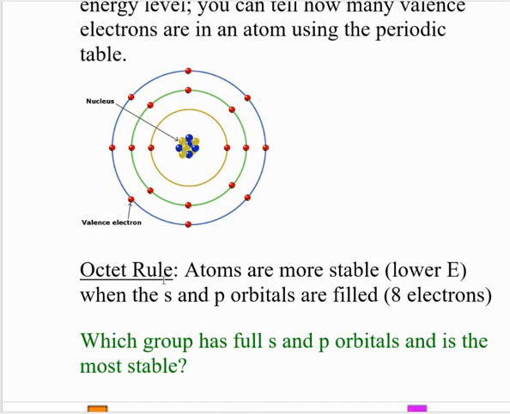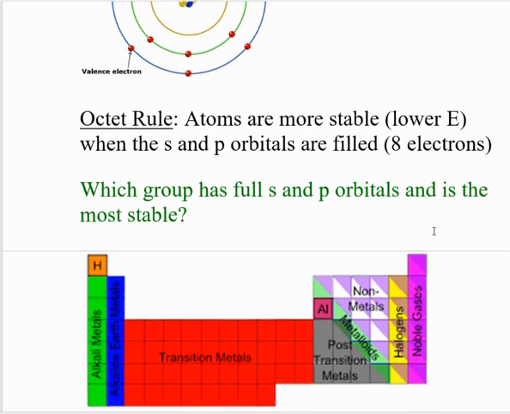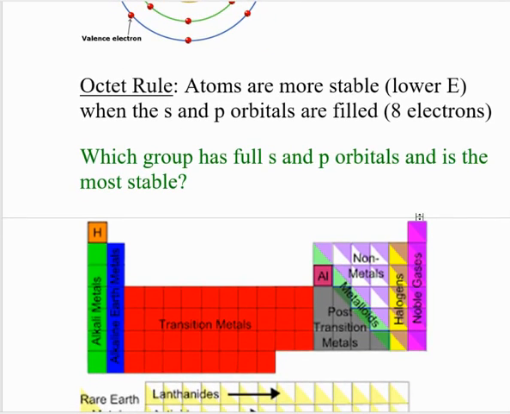The octet rule says that atoms are more stable when they have a filled outer energy level. So these noble gases, where they're all filled up with 8 electrons, 2 in the s and 6 in the p orbitals, those follow the octet rule. So we say they have a full shell or a full set of electrons. Okay. Which group was that has full s and p orbitals and therefore is the most stable? That group happens to be the noble gases, these purple ones over here.